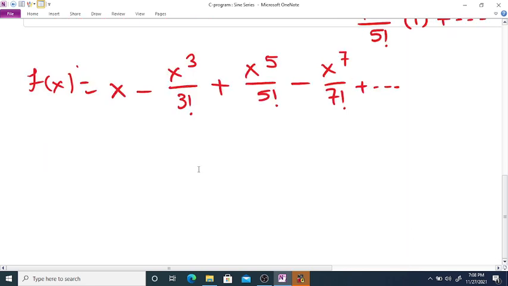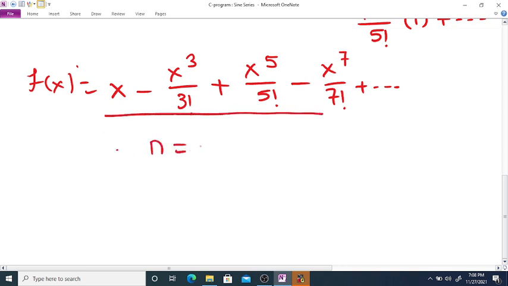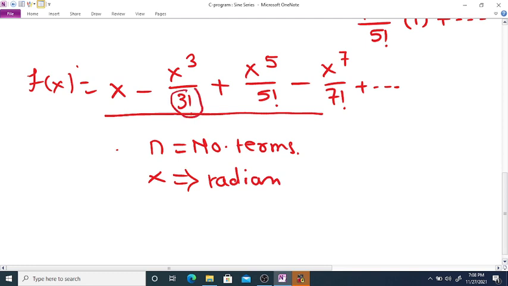sine series. So here the two important things: the number of terms, that is we use the variable n for the number of terms of the series, and the next thing is x, again we enter x from the user, again it is in radian, okay, it is in radian.